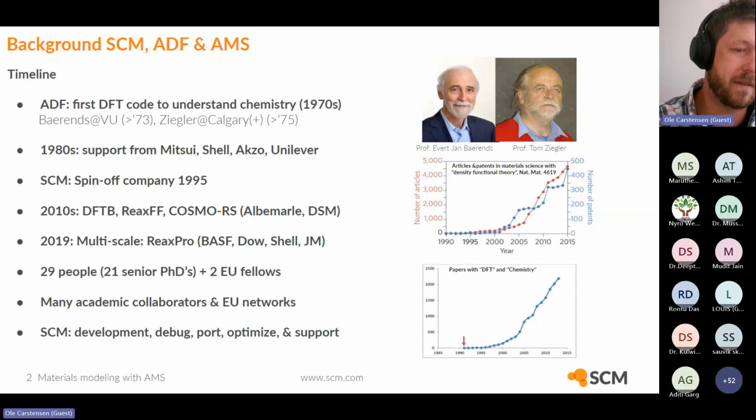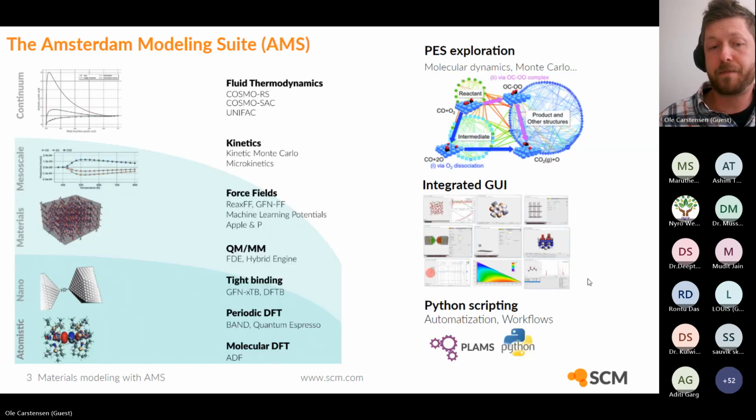Also on that, we will have a bit more details in the next slide. At this moment in Amsterdam, we are 29 people. 21 of those are senior PhDs in the relevant scientific fields, mostly chemistry, I think exclusively chemistry and physics, and 2 EU fellows, European project fellows. We collaborate with many academic collaborators all over the world, many EU networks, funding, and so on and so forth, and are located in Amsterdam.